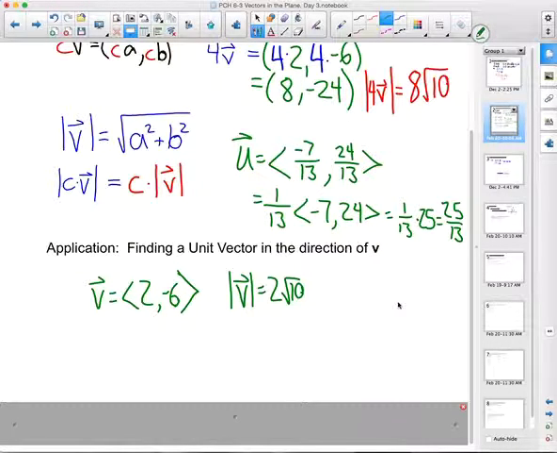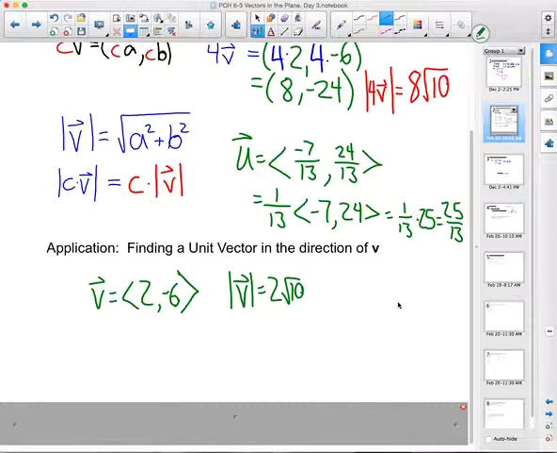I want to find a unit vector. If I want the direction of V, what can we do to a vector to keep the direction the same, but change the magnitude? Multiply it by something, right? That's what we just looked at. A scalar multiple keeps the same direction but changes the magnitude.